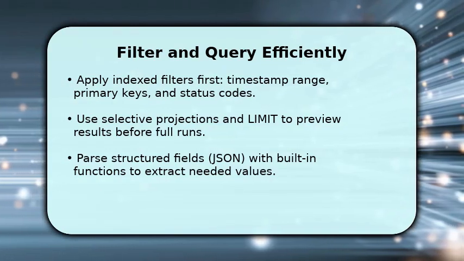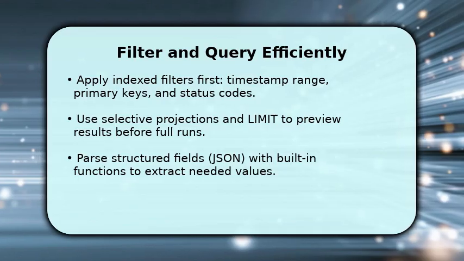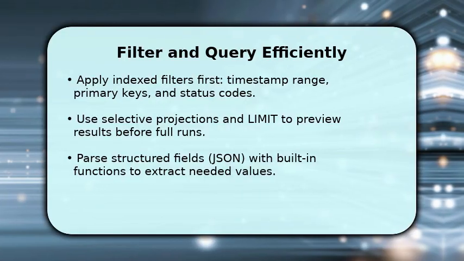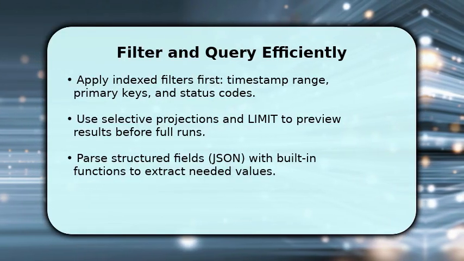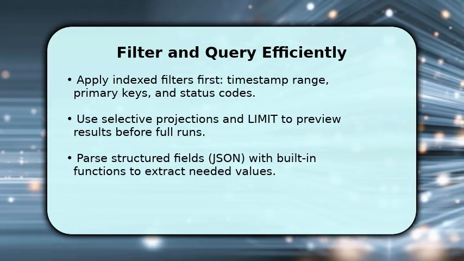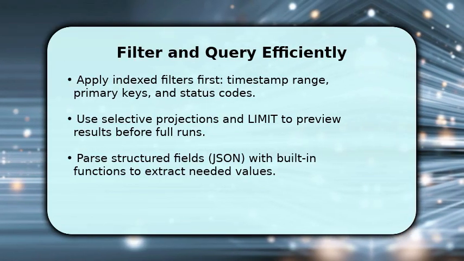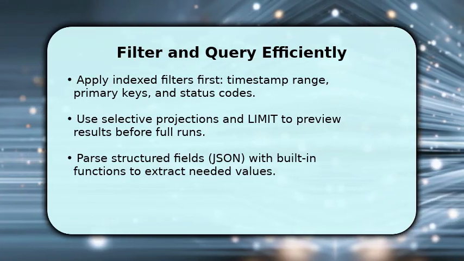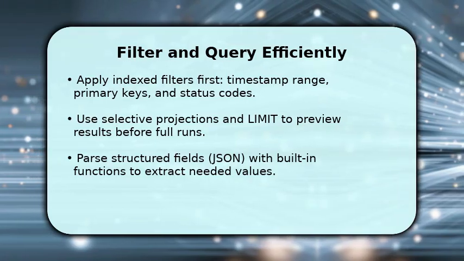Start with indexed filters like timestamp, primary key, and status codes because they dramatically reduce scan time. Then project only necessary columns and add a limit to preview results quickly. This prevents long waits and lets you refine filters. When fields are JSON or nested, use the database's parsing functions to extract values rather than pulling full blobs.